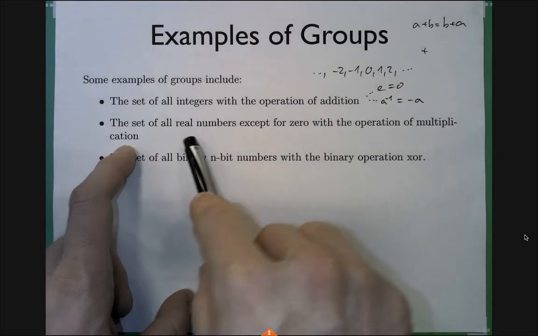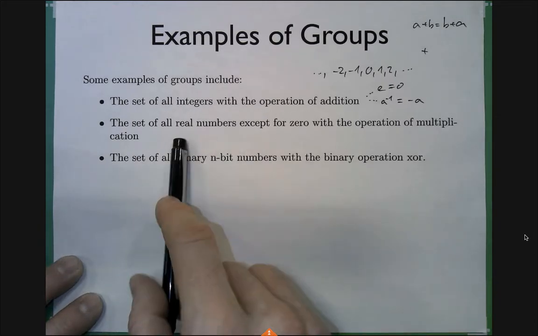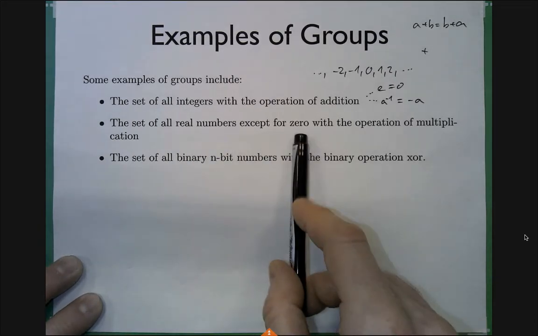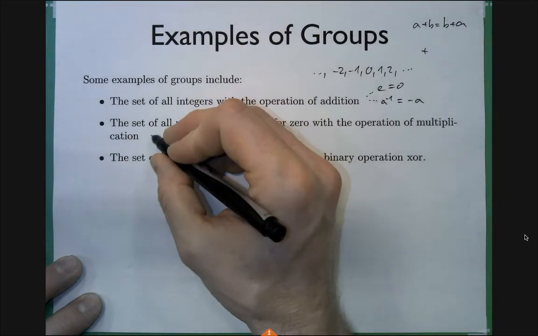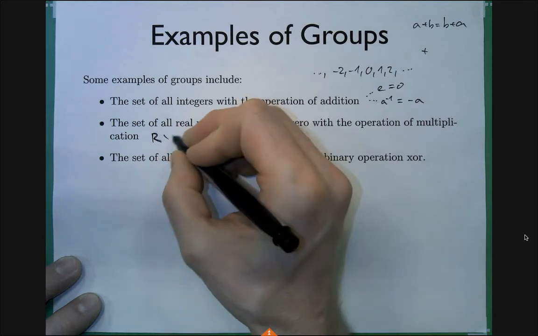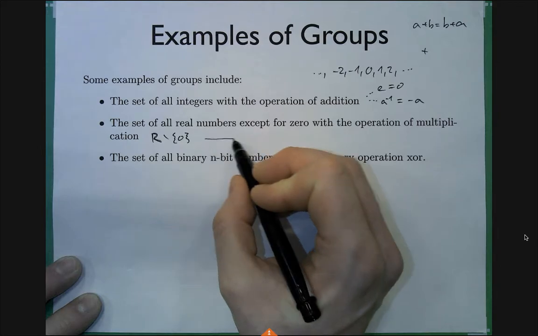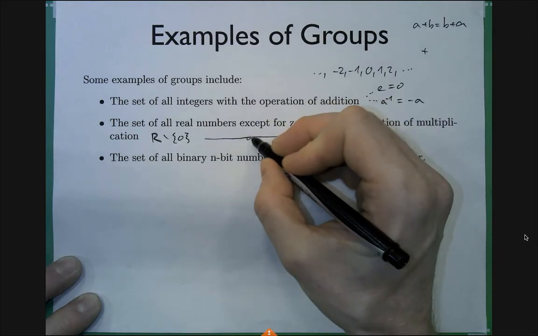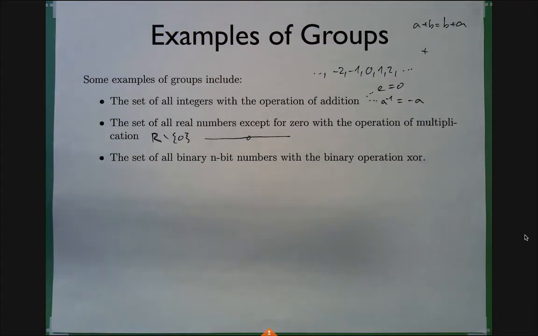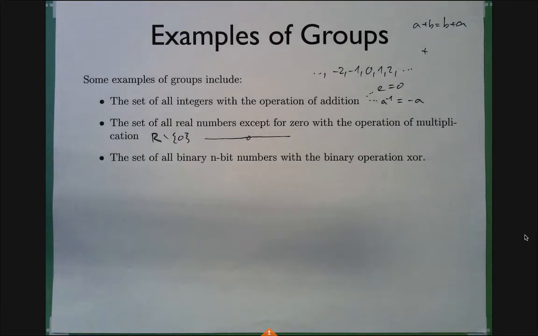Now here it starts getting a little more interesting. So the second example is the set of all real numbers except for 0, and the operation is multiplication. So I guess I could write it like this: the set of all real numbers except for 0. Or if you will, the entire real line, but I take out the 0. And my group operation is just the standard multiplication of real numbers.